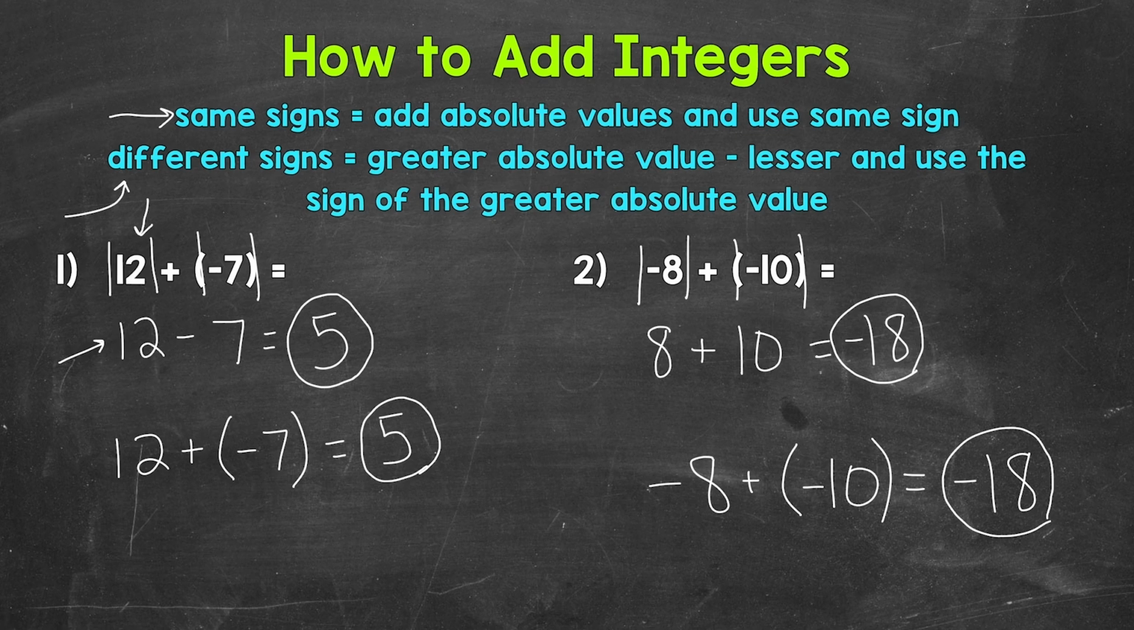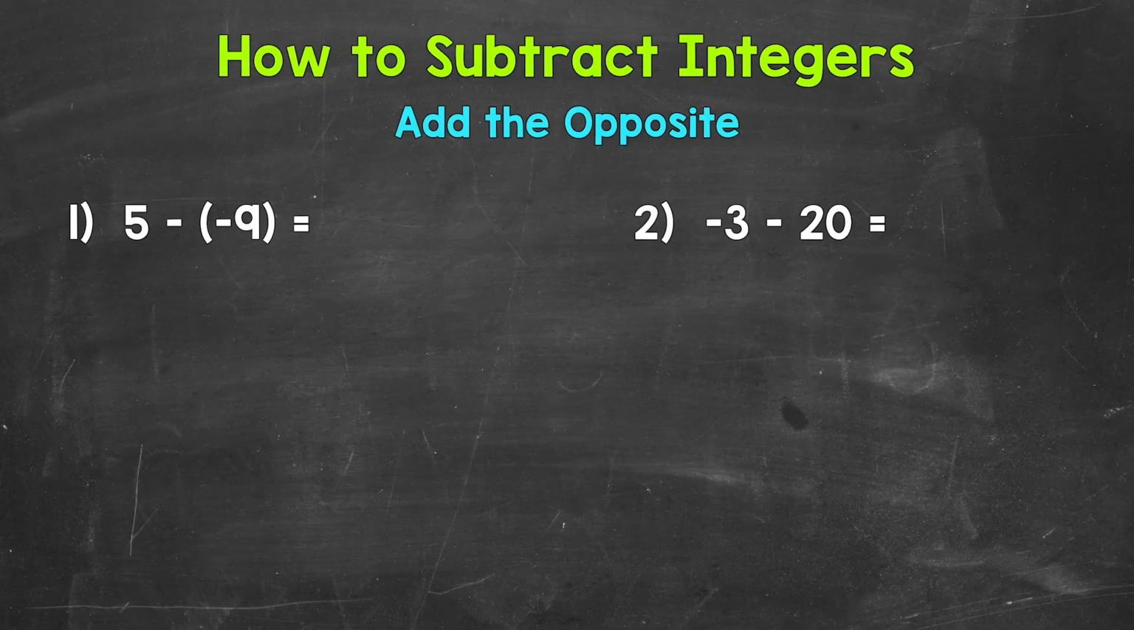That's how we add integers. Let's move on to subtraction. So here are our examples for subtracting integers. Let's jump into number 1, where we have 5 minus -9.